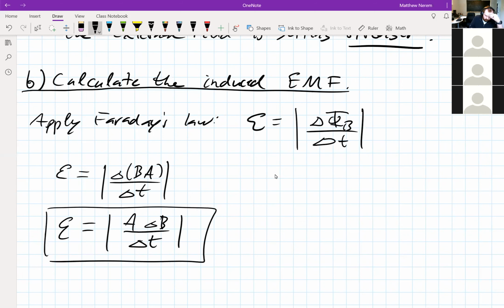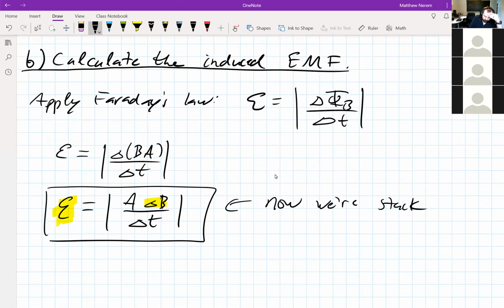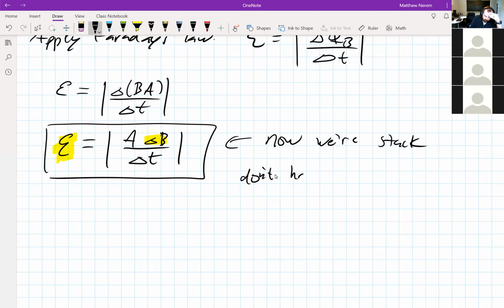All right. Now I'm going to say we're stuck. Right? For simple reasons. We don't know B or the induced field strength yet. Right? Don't have B or E. So we're going to need another equation.